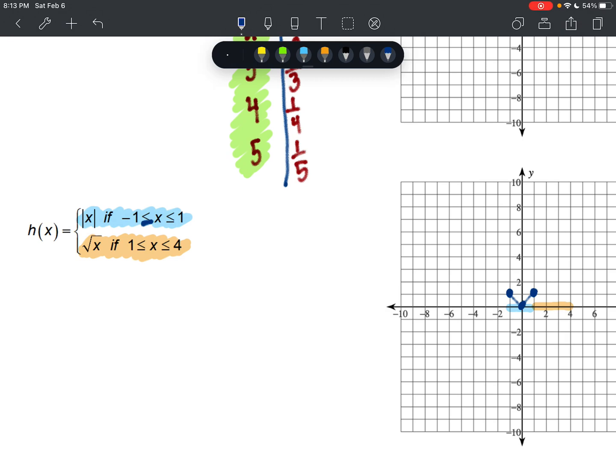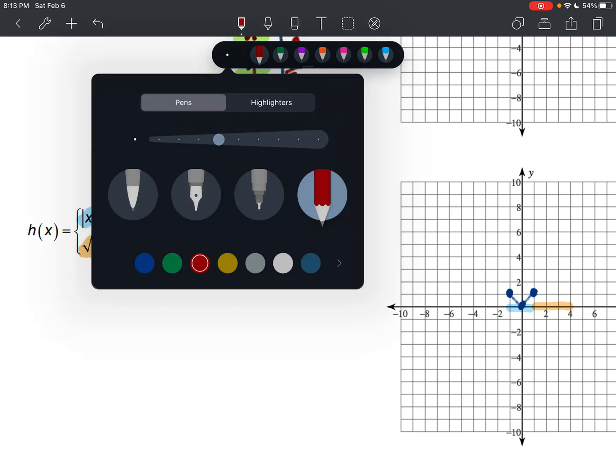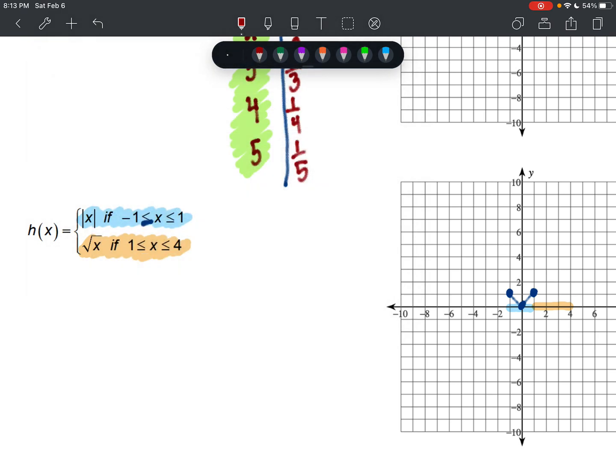Now we go to the orange function. When I put a 1 in, I need to get a 1 out. And I absolutely do. I get a 1 out. So the square root of 1 is 1. So it lands right on the other point, which is very important.